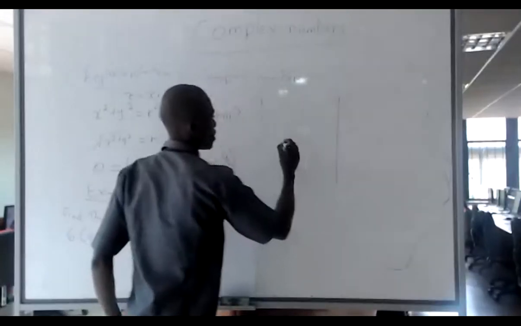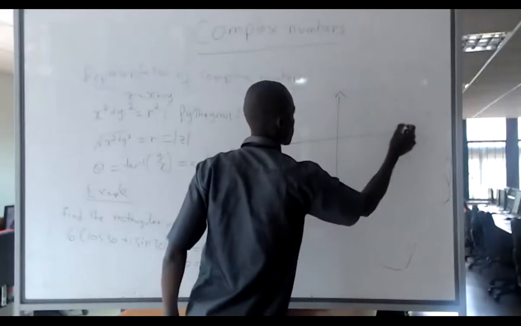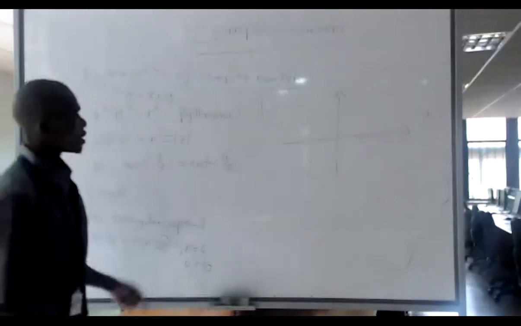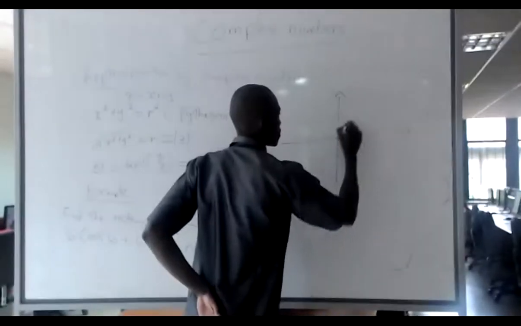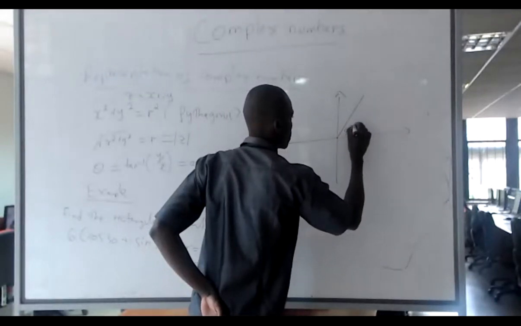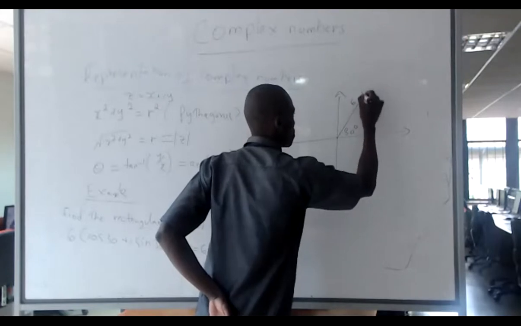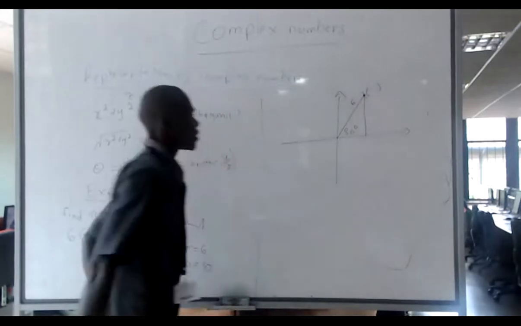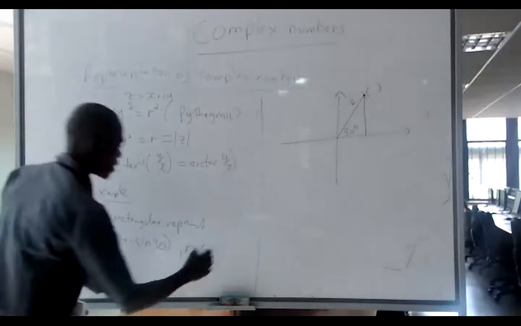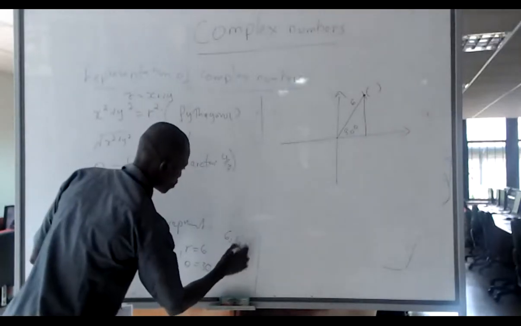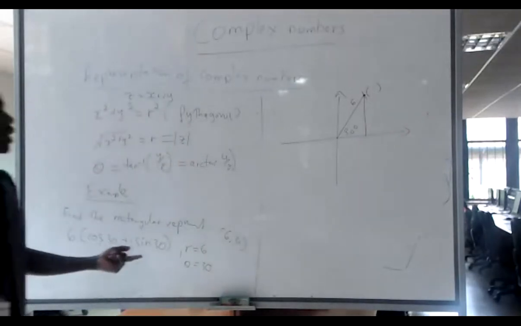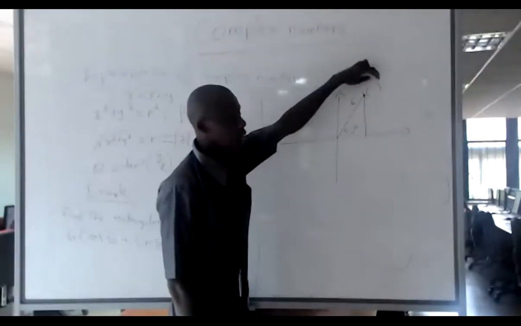If you are to represent this in a diagram, you know that the angle is 30. So this angle here would be 30 degrees, and this length is 6. So it is this point. You're looking for the coordinates of this point. Of course, in polar form, I just need 6, 30 to represent this. But in rectangular, I will need to compute x and y.